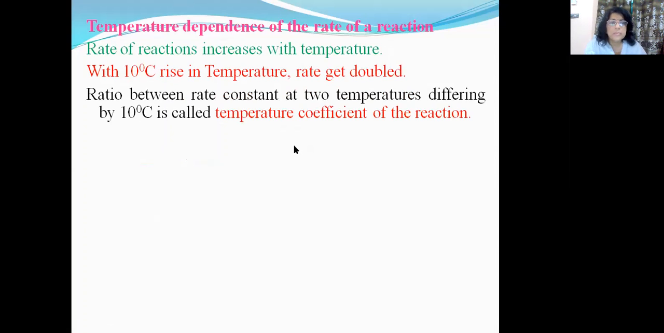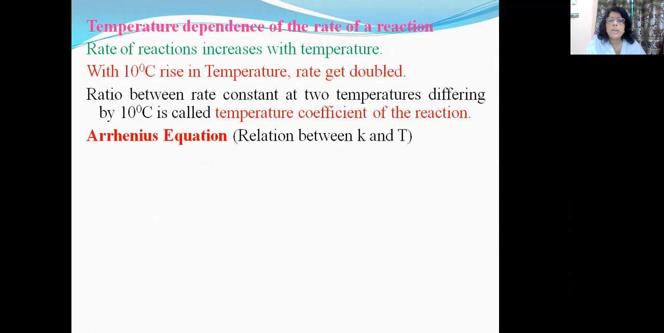Good morning, children. In the last class in chemical kinetics, we were studying the dependence of the rate of reaction on the concentration. We have started that the rate of reaction also depends on the temperature of the reaction. It is a general observation that when temperature increases, the rate of reaction also increases. It is observed that with a 10 degree rise of temperature, the rate of reaction gets just doubled.